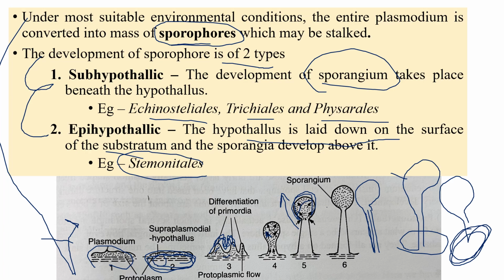Here is the sporangium, and from the sporangium the spores are produced. This is the phenomenon of how this plasmodium is converted into sporangium. So these are the two types, subhypothallic and epihypothallic. Hope you guys understood how this plasmodium is generally converted into sporangium.